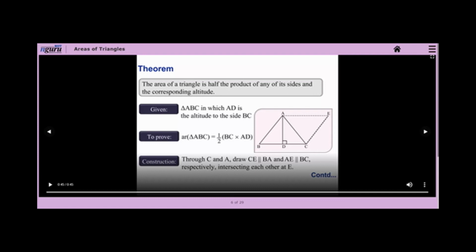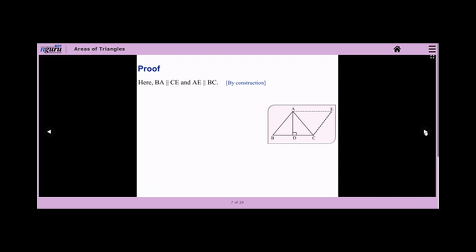Area of ABC is half into BC into AD. Ma'am, area of parallelogram is base into height, ma'am. And AC acts as a diagonal in parallelogram ABCE, ma'am. And the diagonal of the parallelogram divides it into two congruent triangles having equal areas, ma'am. So the area of triangle ABC is equal to half of the area of the parallelogram. So what is the formula for this? Base into height. Height is the same, right? Yes, ma'am. Here, by construction, BA is parallel.